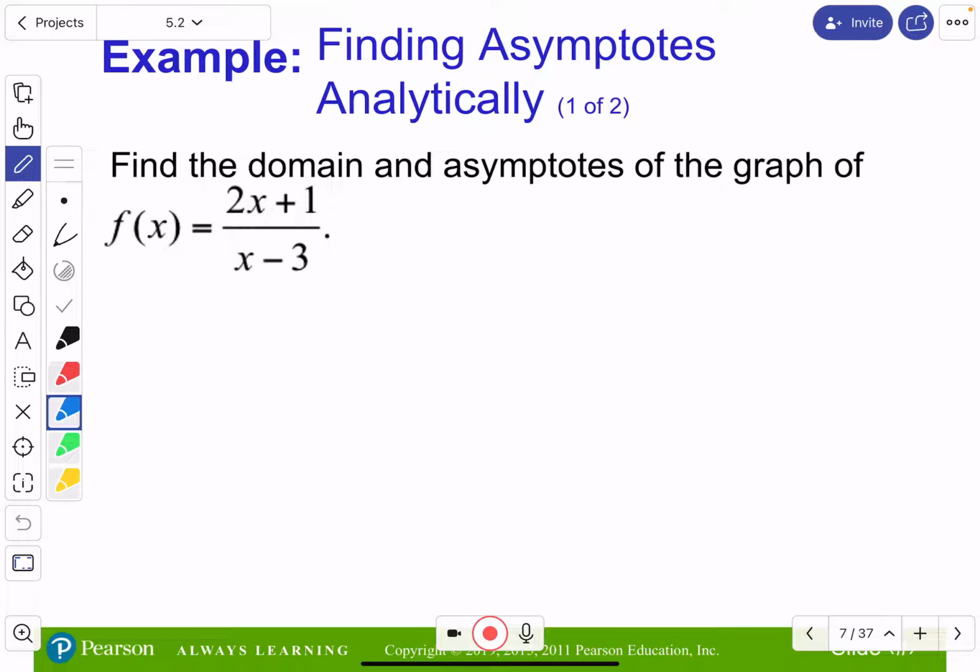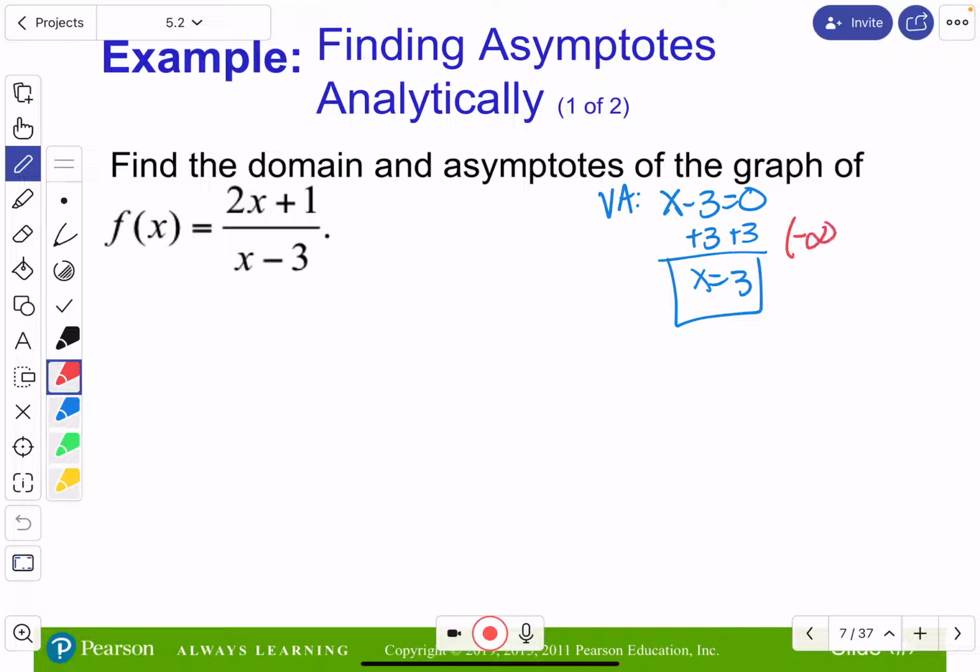Let's do another one. Find the domain and asymptote. So our vertical asymptote, set the bottom equal to 0. Add 3. Vertical asymptote is x equals 3. That asymptote helps us with our domain. Polynomials are negative infinity to infinity. And then your vertical asymptote is where that domain breaks. So you just do negative infinity to infinity, but you put a break at x equals 3.